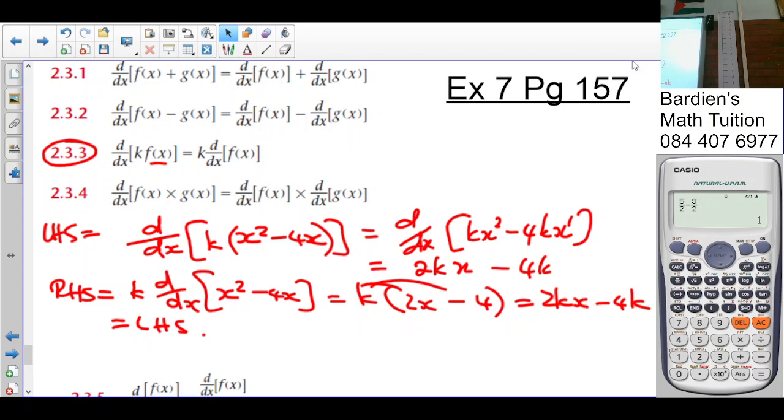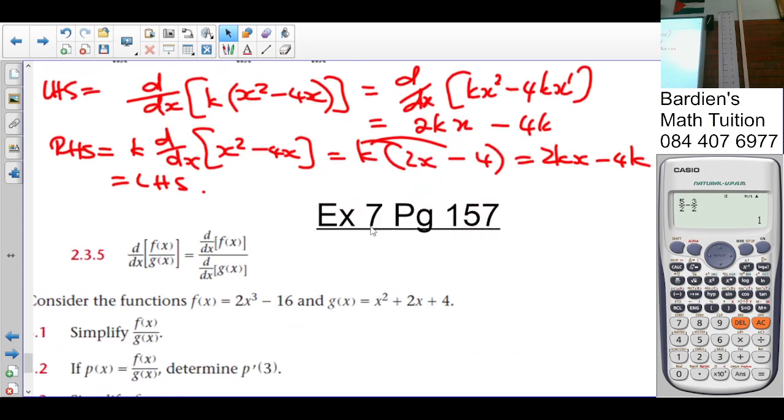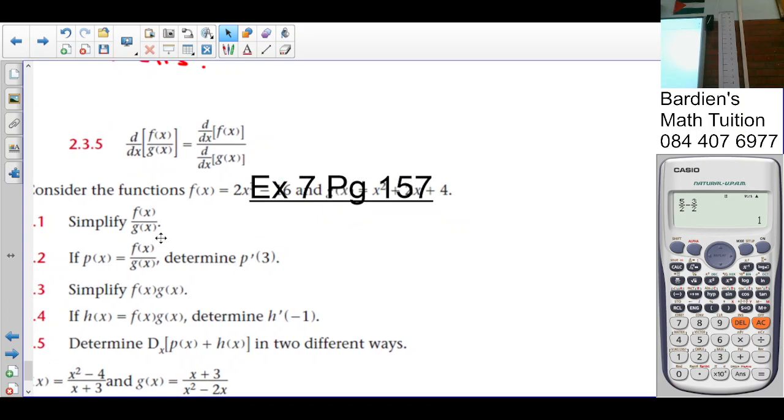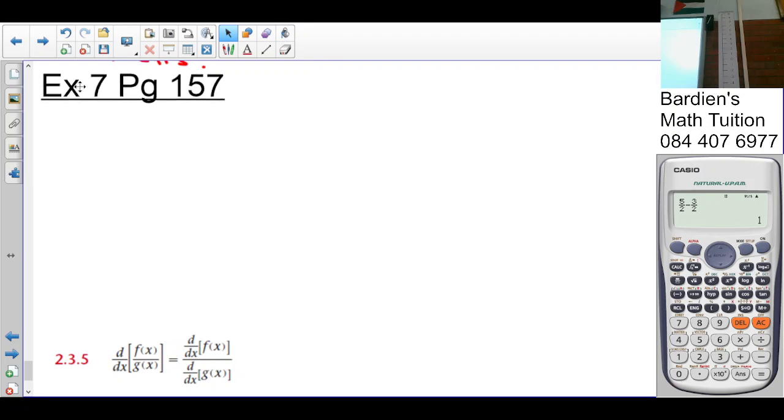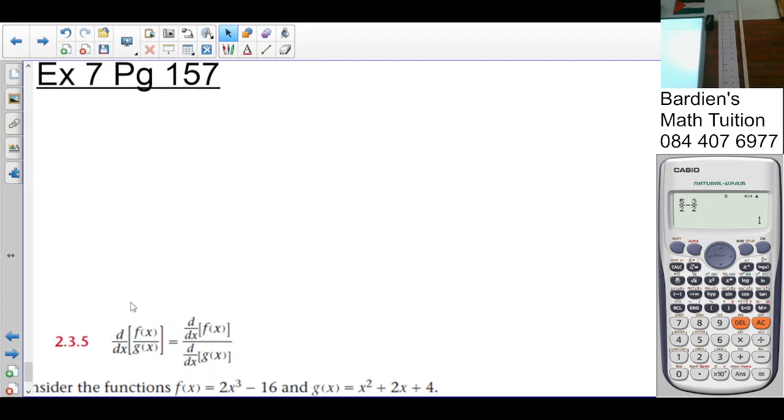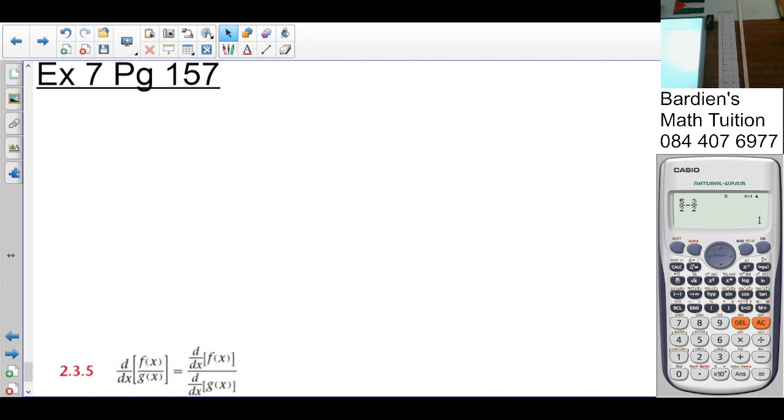Fine. Okay? Two point 3.5. Again, left and right hand side story. So the left hand side equals the derivative with respect to x of f of x. What is f of x equal to?